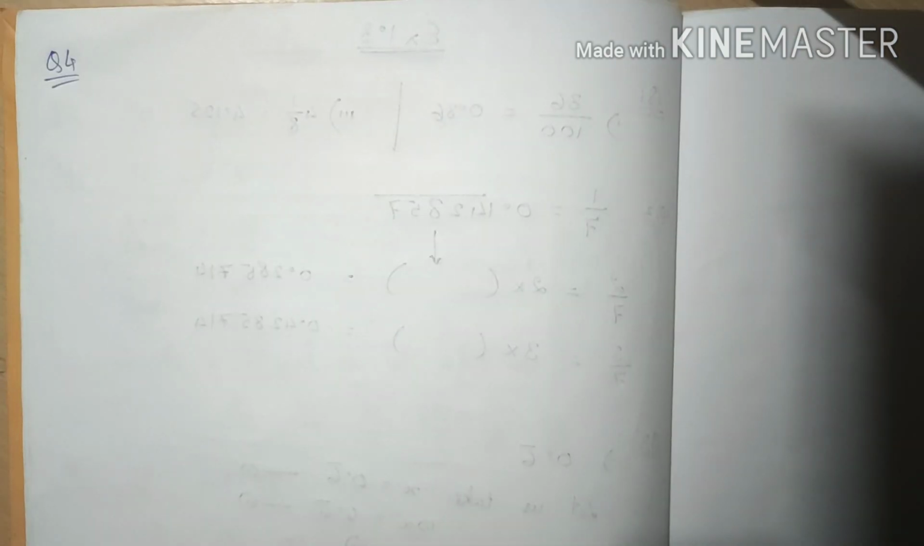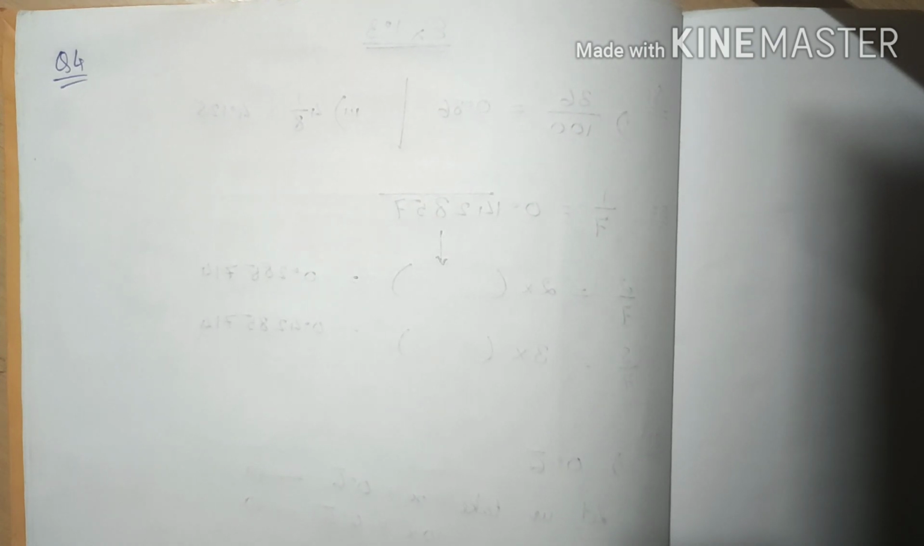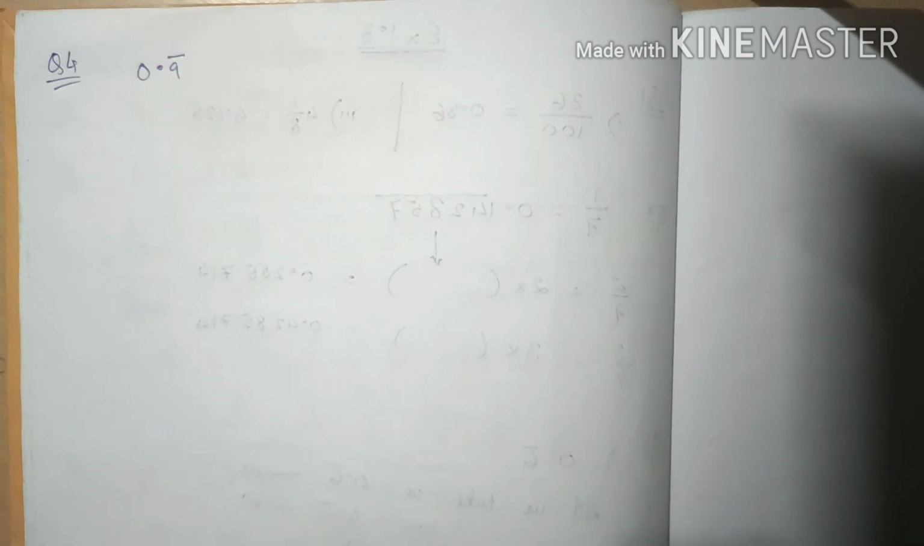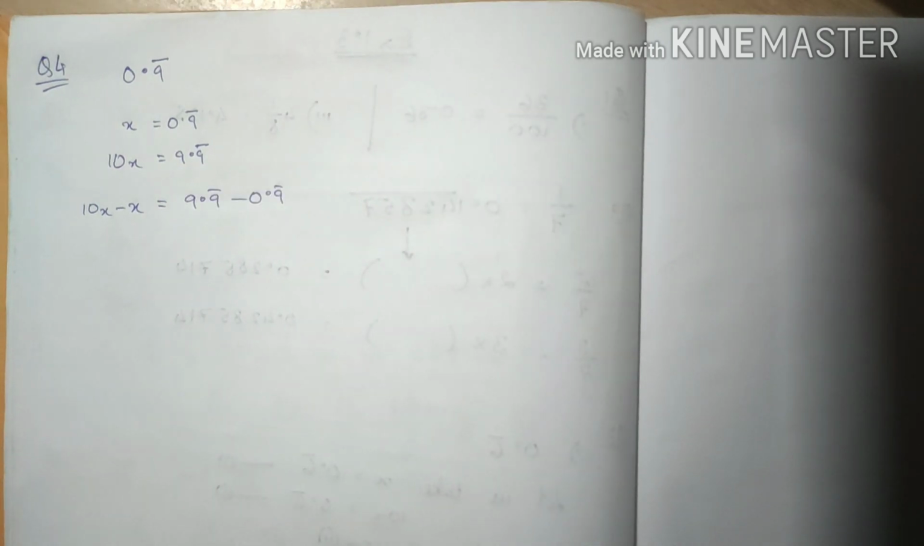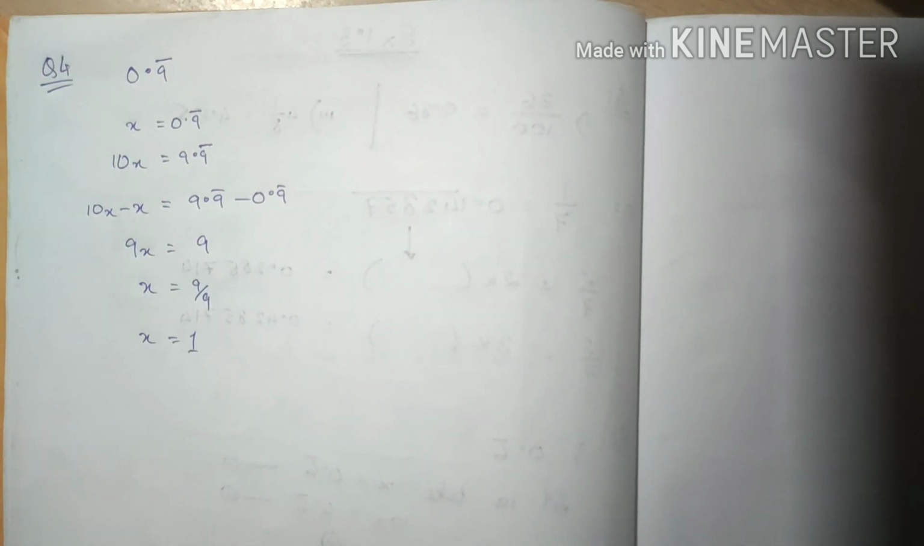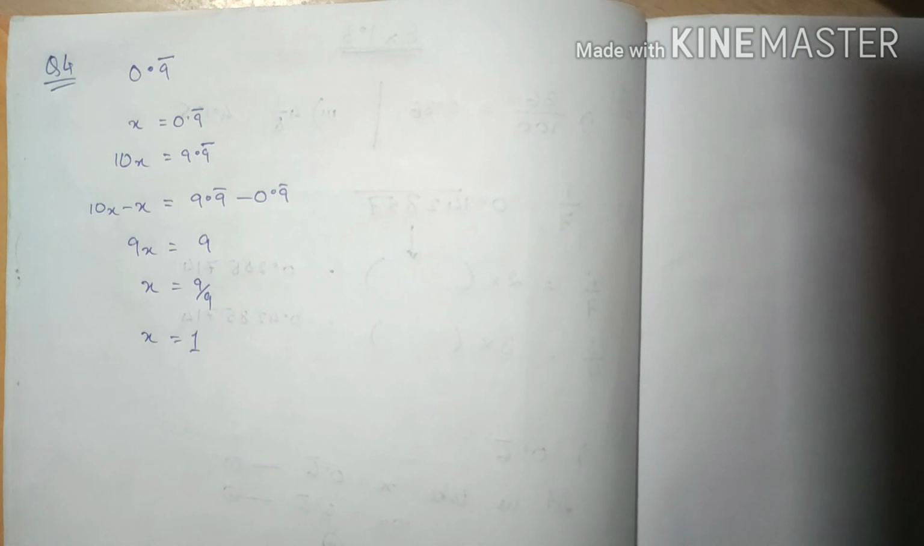Next, question number 4, we need to convert 0.9 bar into p by q. So now x turns out to be 1. So that is what the second part is questioning you, that is, are you surprised with your answer? See, the surprise is that x is equal to 1, but it was 0.9 bar.